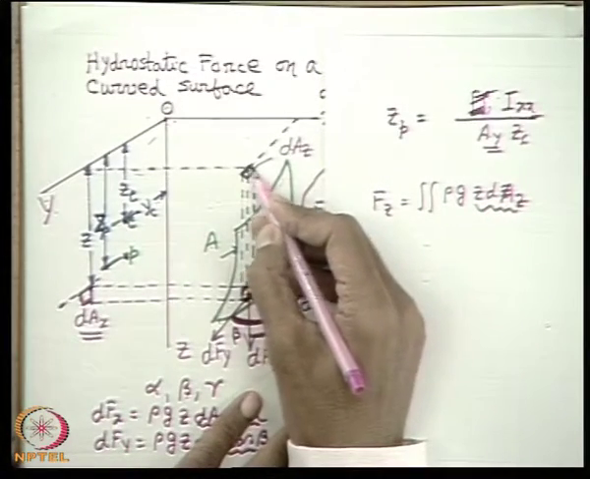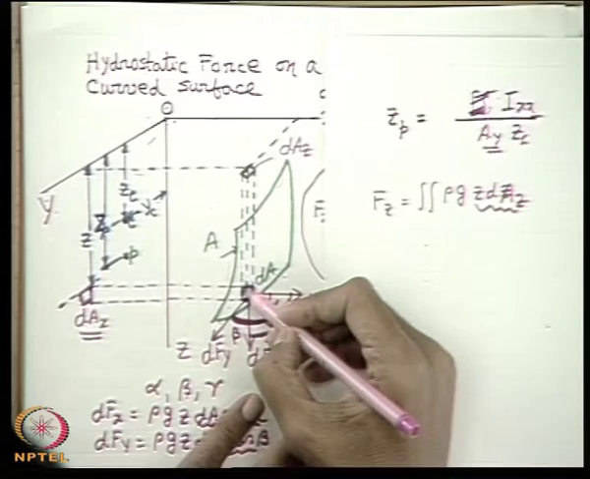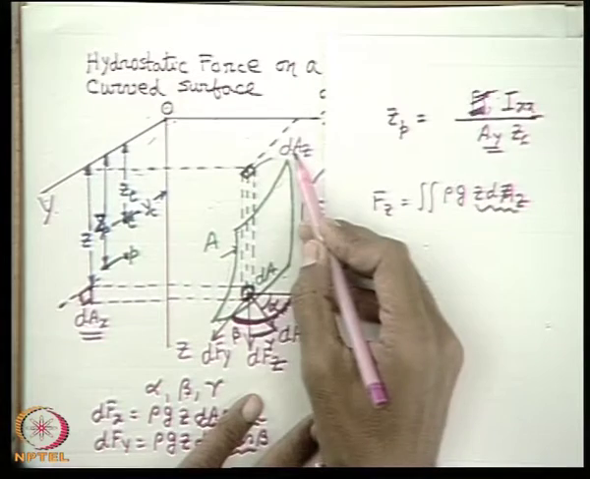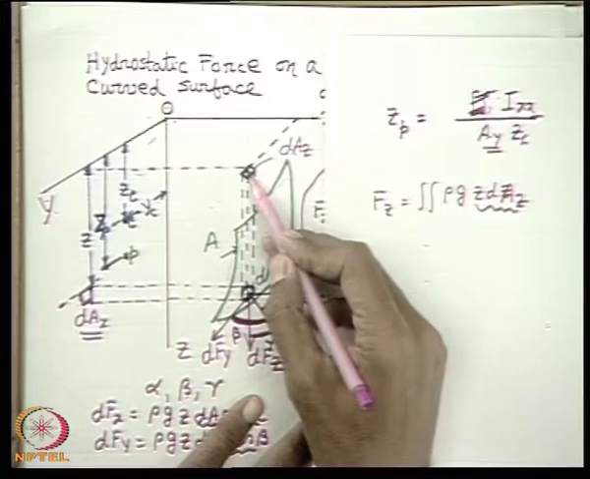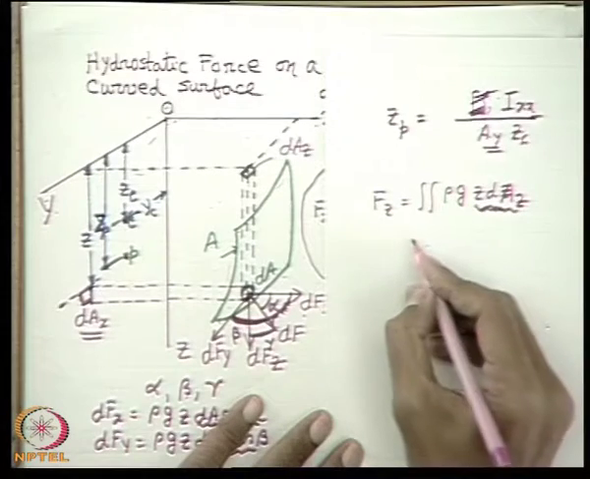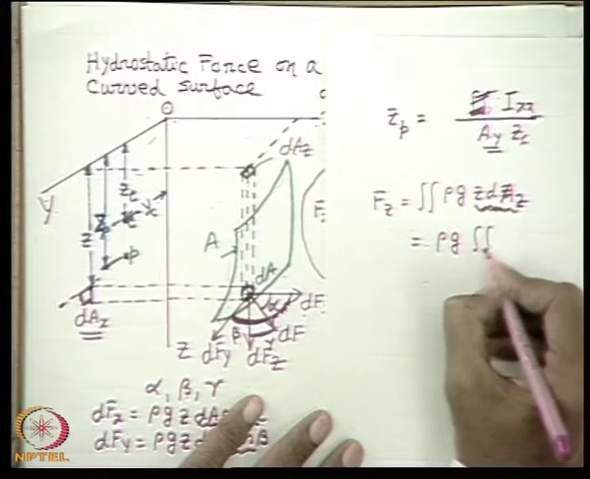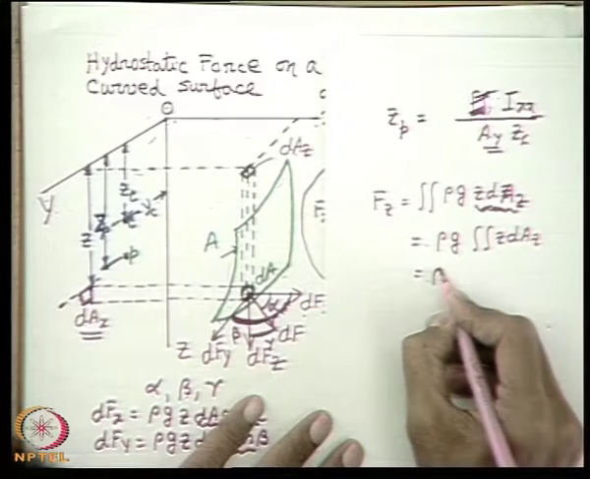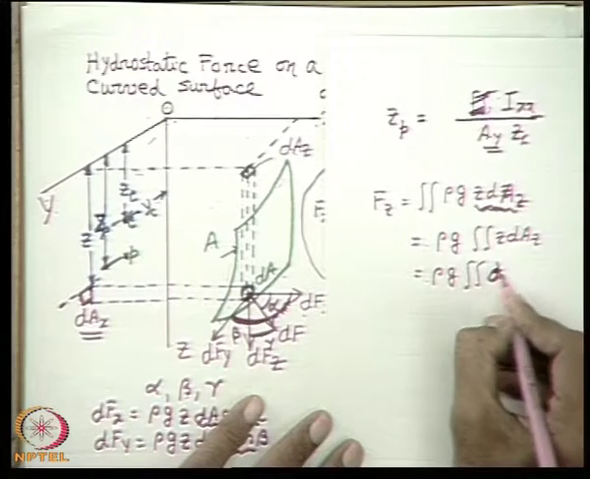dA_z is the projected area on the xy plane, which means that if we consider a prismatic fluid element over dA up to the free surface, dA_z is the cross sectional area. That means the projected area, the area perpendicular to the z direction, projected on the xy plane. Therefore this quantity simply represents rho g. If we take out this z dA_z, what does it simply represent? Volume. Very good. That means dV.